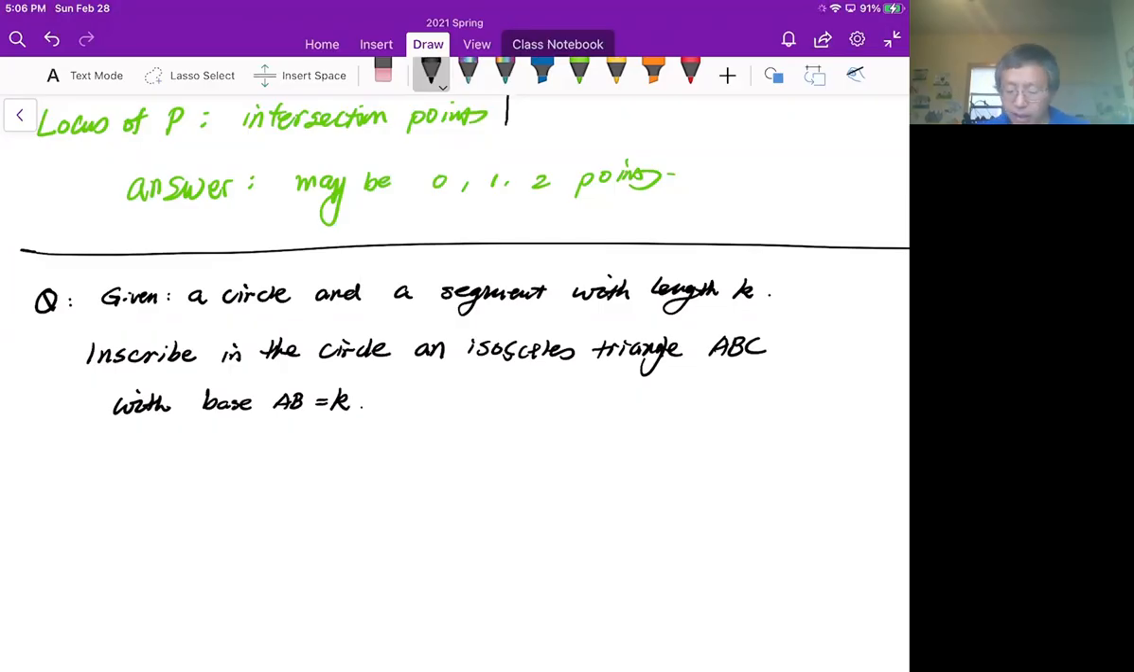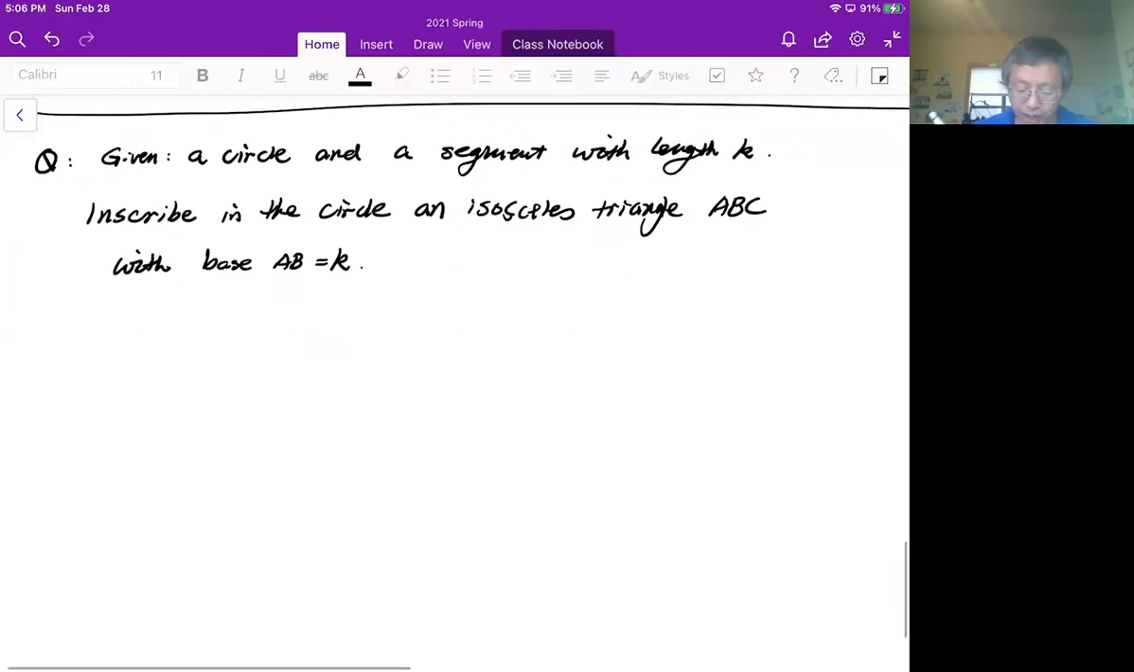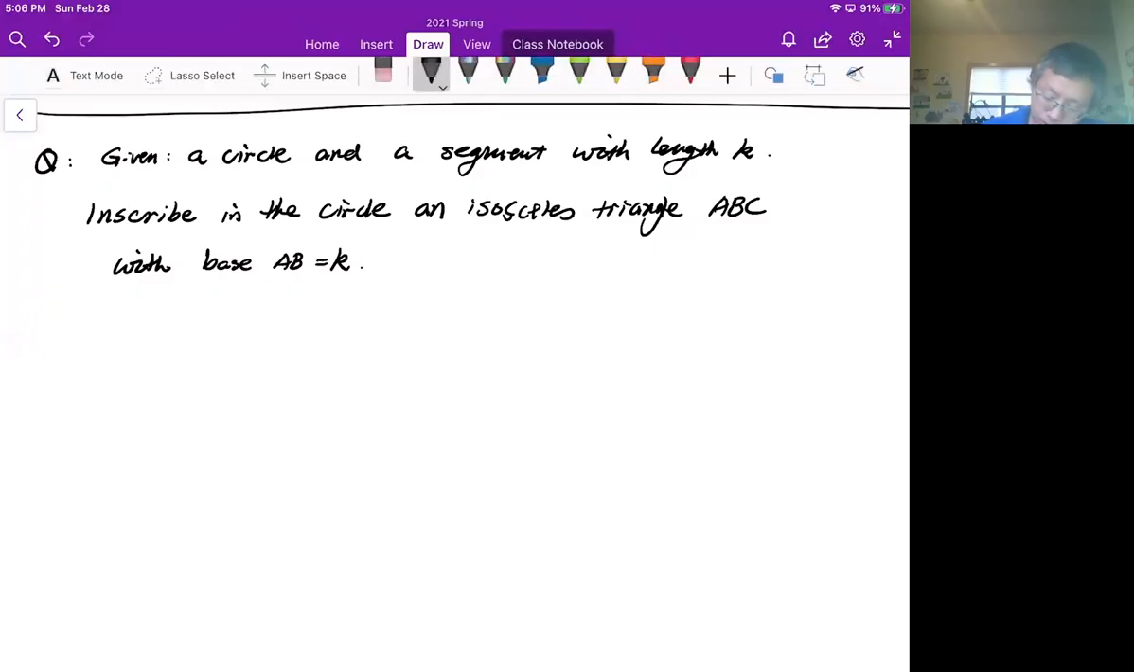Okay, so let me explain the problem here. I give you two things. First of all, we get a circle. And another one is a line segment with a length of k. And k is not too big. Usually k is smaller than the diameter, because otherwise there's no solution. So I give you a circle and I give you a line segment of length k.